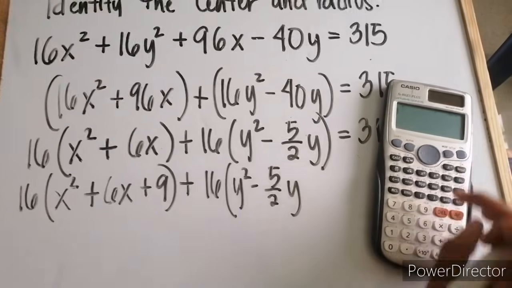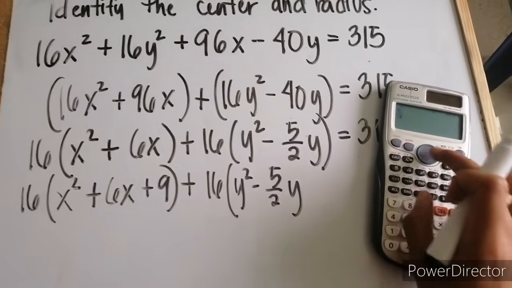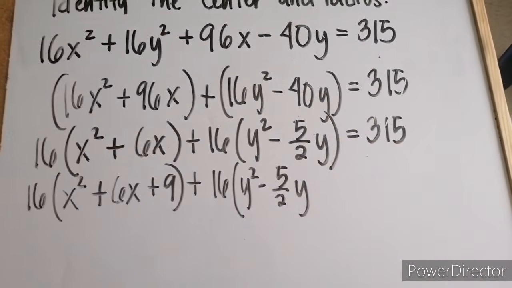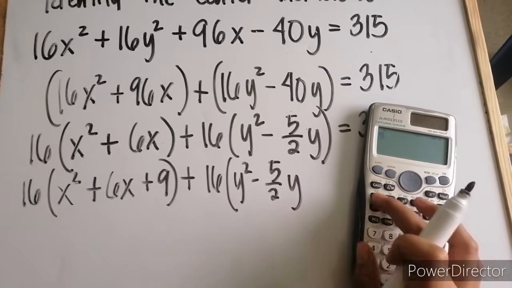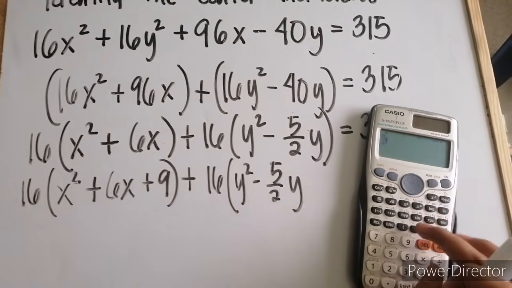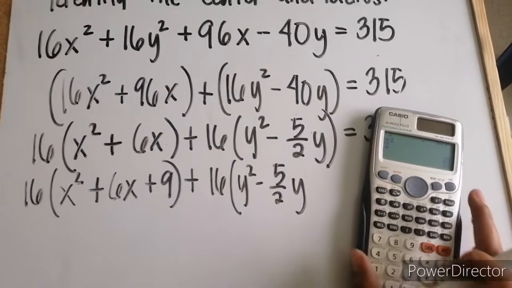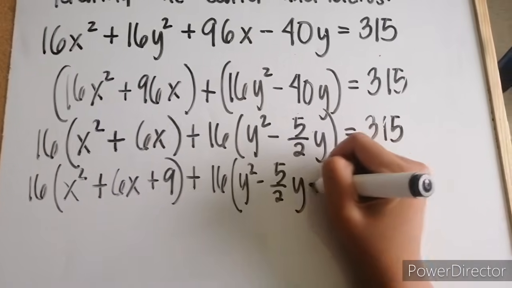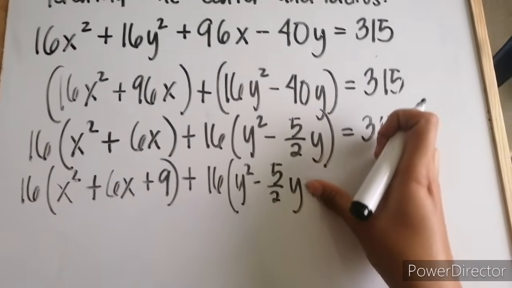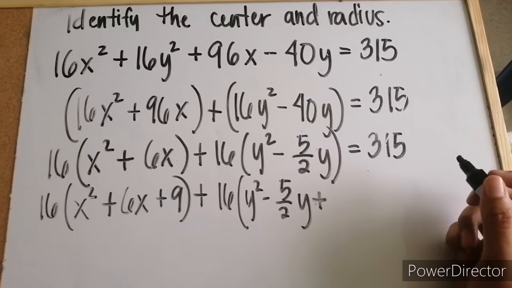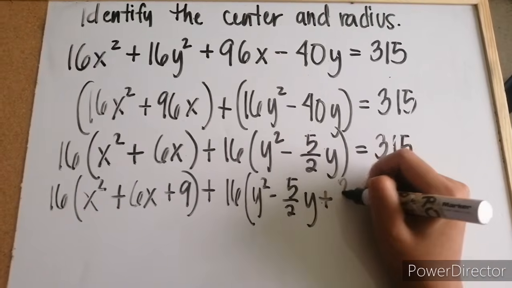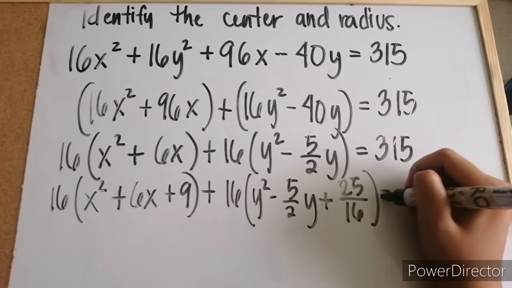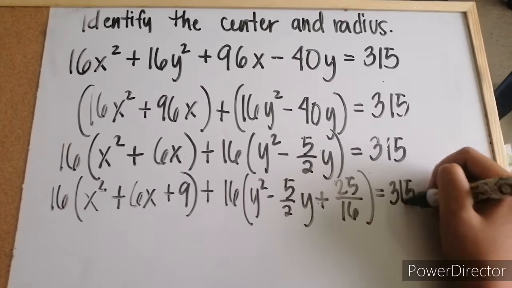Take half of 5 over 2. 5 over 2 divided by 2, that is 5 over 4. And then we square it, that is equal to 25 over 16. Plus 25 over 16 is equal to 315.